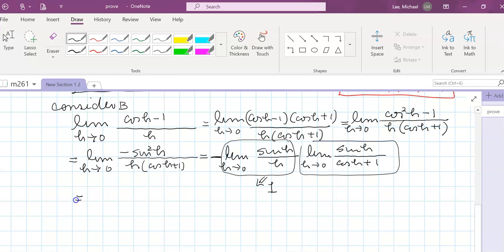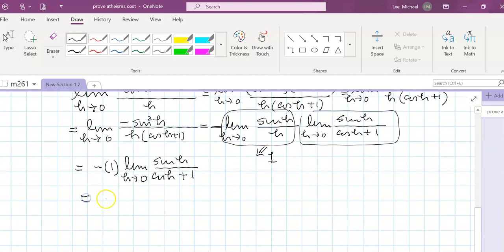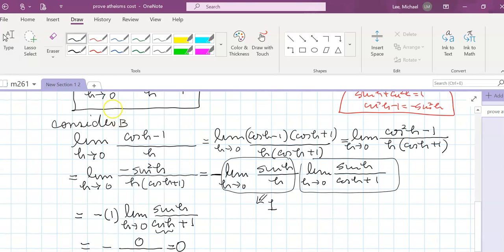So this is negative 1, and then the limit as h approaches 0 of sine h over cosine h plus 1. But simply, this is negative of 0 over 2 because cosine 0 goes to 1. So this is 0, so this portion b becomes 0.